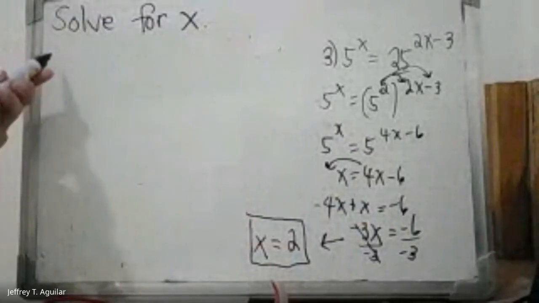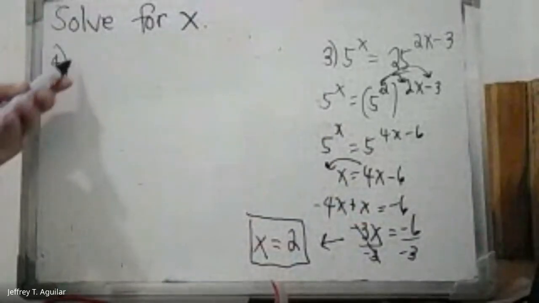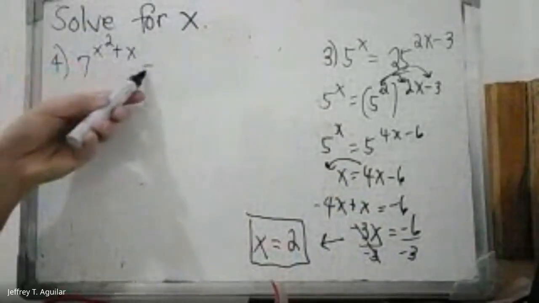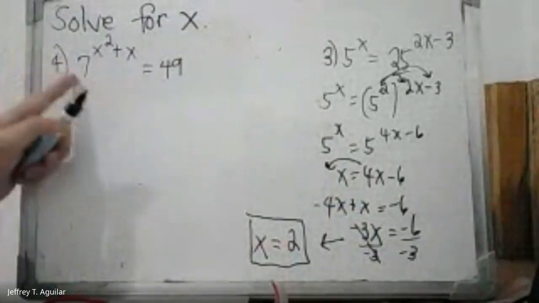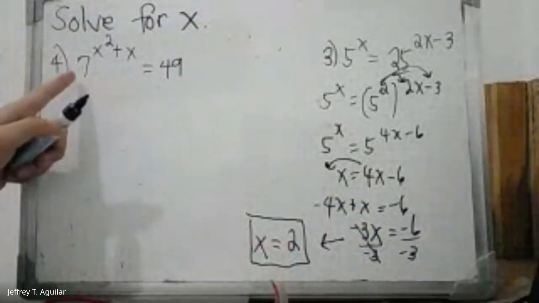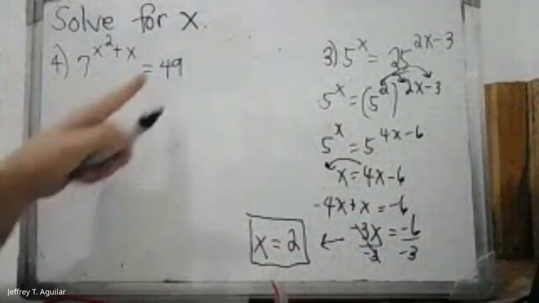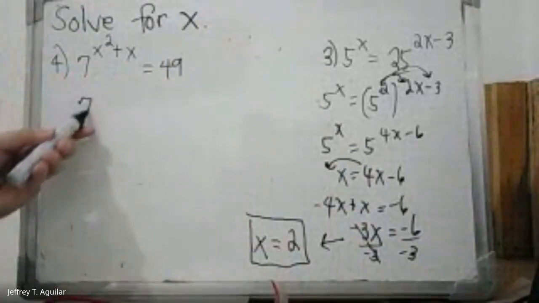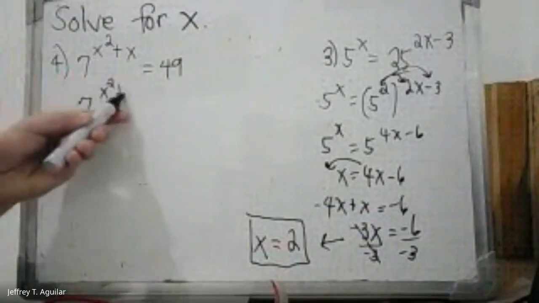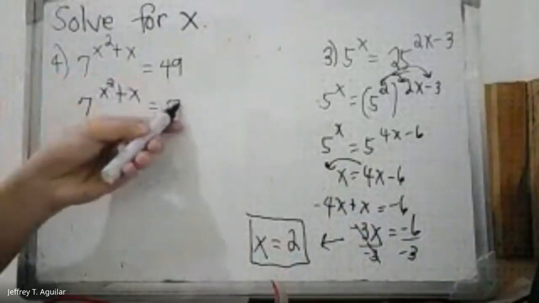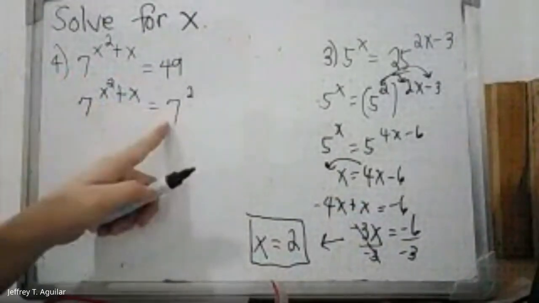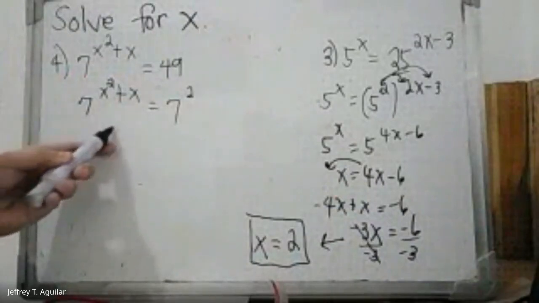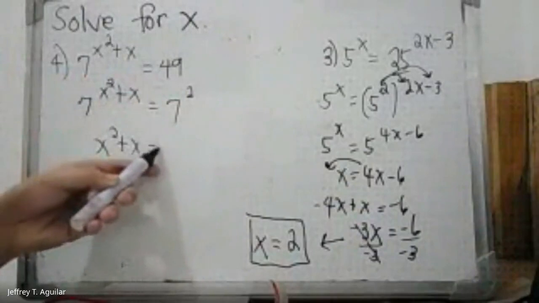Another example, if you have here number 4, this is 7 to the x squared plus x is equal to 49. 7 is already in its simplest form, so you cannot transform this into another exponential figure. But 49 is a perfect square, which can be written as 7 squared. So just copy the left portion, and 49 can be written as 7 squared. Are they having the same base? Yes. Therefore, we are going to bring down exponents or equate exponents. So we have x squared plus x is equal to 2.